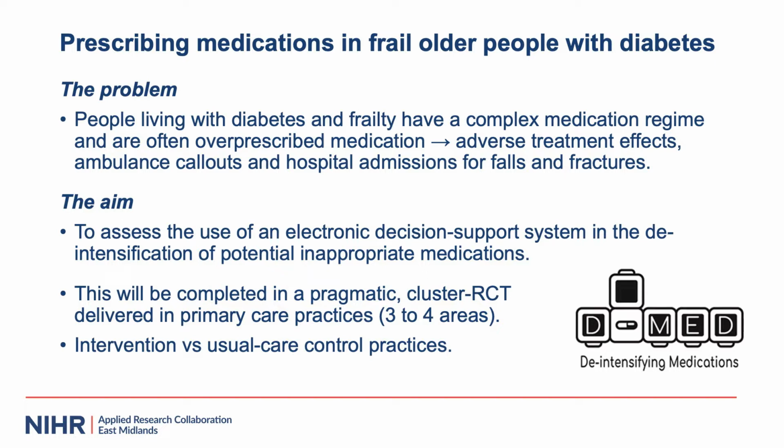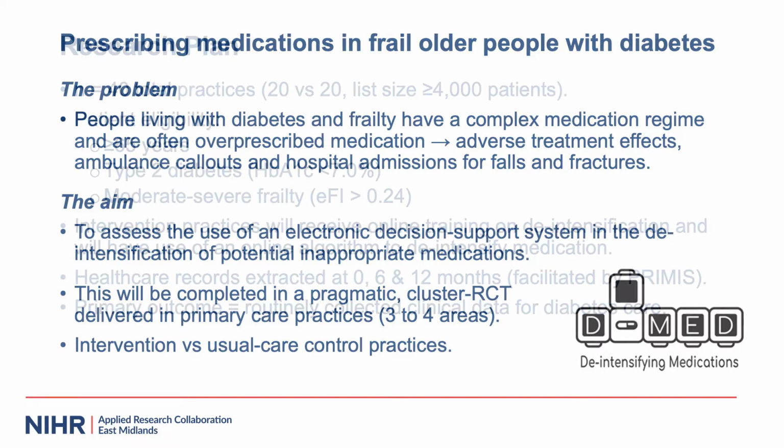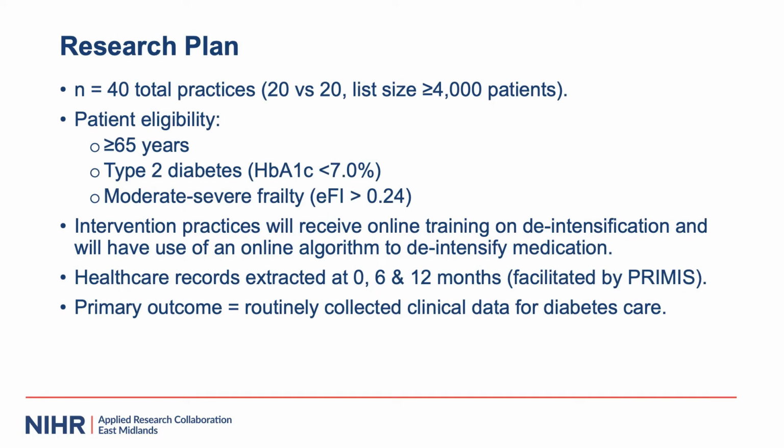So the aim of the study is to assess the use of an electronic decision support system in the de-intensification of potential inappropriate medications. The study is a pragmatic, cluster randomized control trial, and it will be delivered in primary care practices across 3 to 4 regions in the UK. We are looking to compare practices in the intervention group and the control group, which consists of practices continuing their usual care. So we are recruiting 40 practices in total, and a randomization process will allocate 20 practices into the intervention group and 20 into the control group.